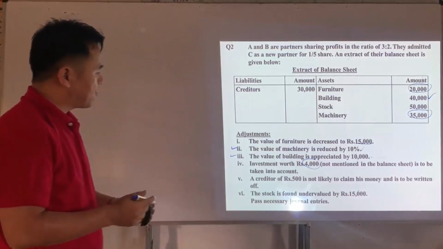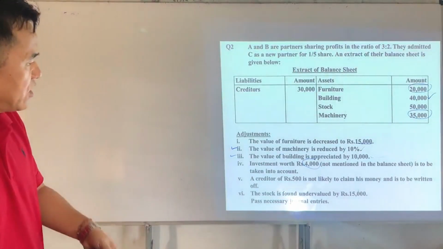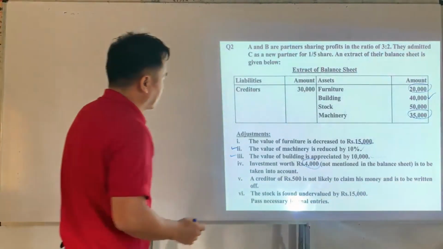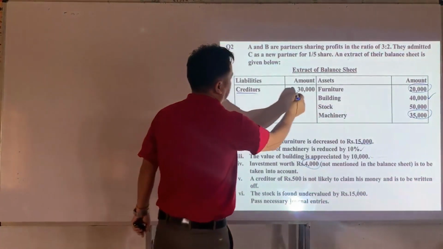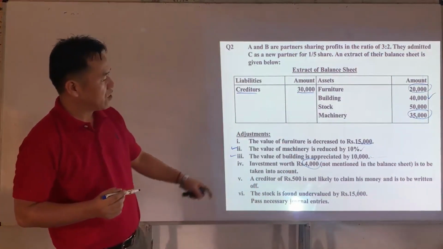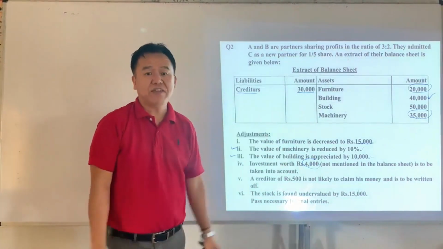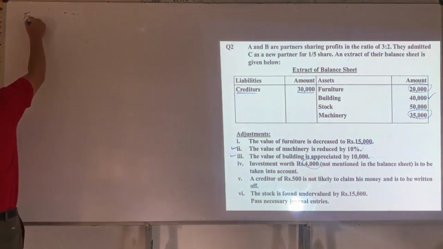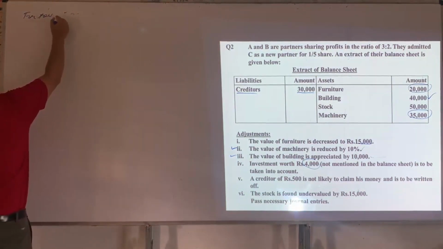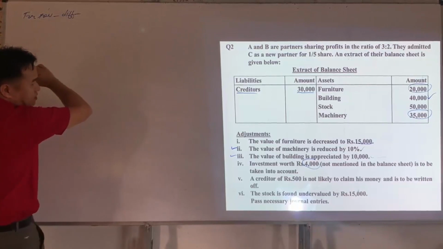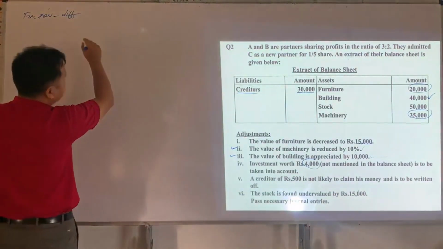A creditor of rupees 500 is not likely to claim his money and is to be written off. The amount payable to creditor is 30,000, and one of the creditor is not likely to claim his money from the firm. So for revaluation again, we need to take the difference amount. What is the difference amount? The difference amount is 500.